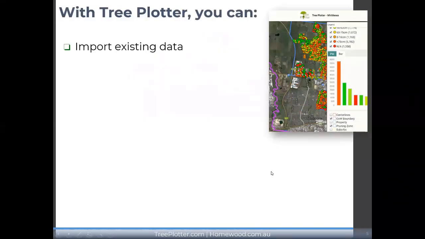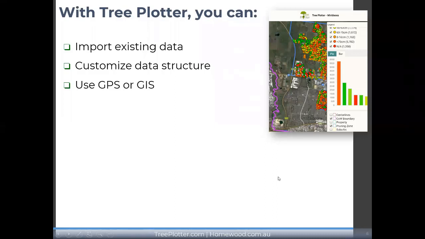So I thought I'd start with just some frequently asked questions. With Tree Plotter, you can import existing data. The example at the top right is City of Whittlesea near Melbourne, who we've been working with for about 12 months now on a trial of both Tree Plotter and the Works package. You can obviously customize the data structure like we just showed with Damien. You can use GPS and the GIS tools, so there's different ways to do that, either when collecting data or other ways that you use the mapping application. Because it's a browser-based tool, there's no installation with Tree Plotter or any of our software. You simply access the tool whether you're on your smartphone, your tablet, or your desktop computer from your web browser.